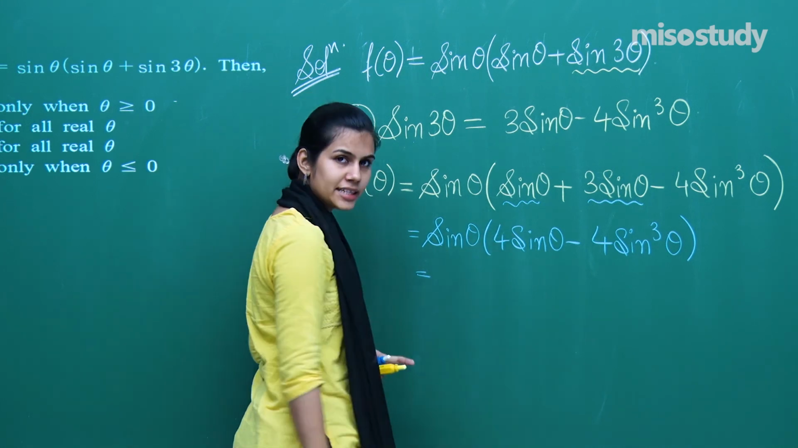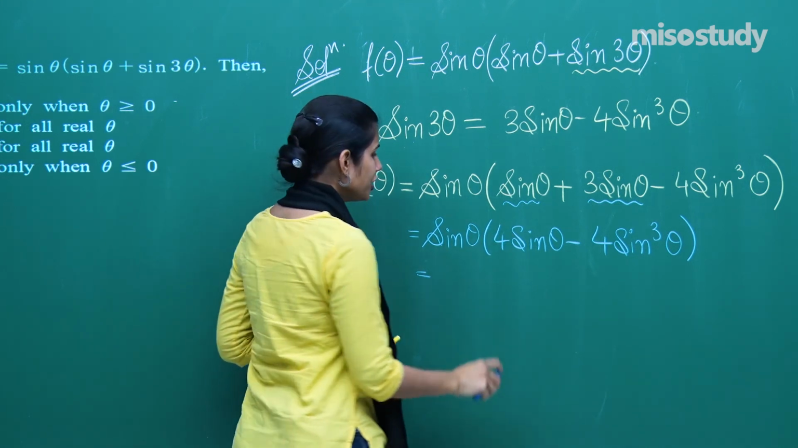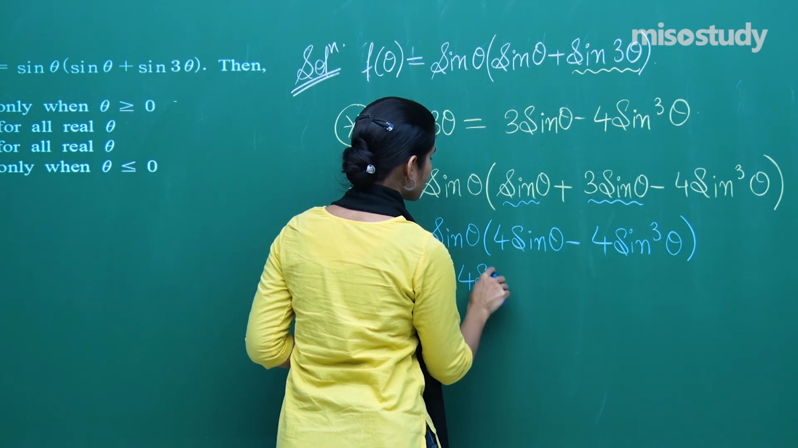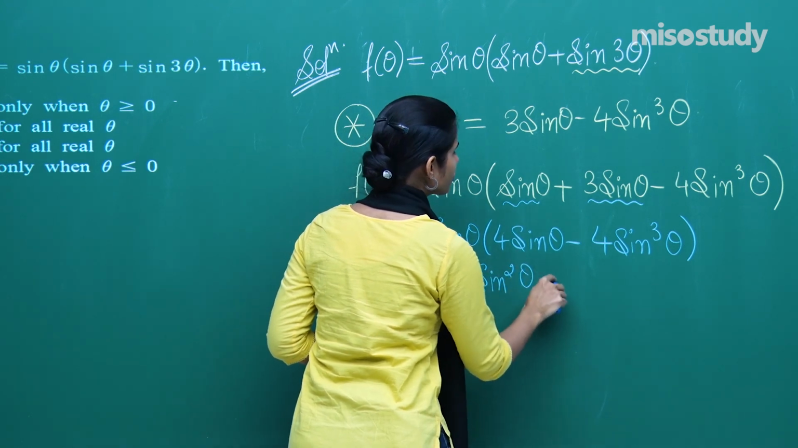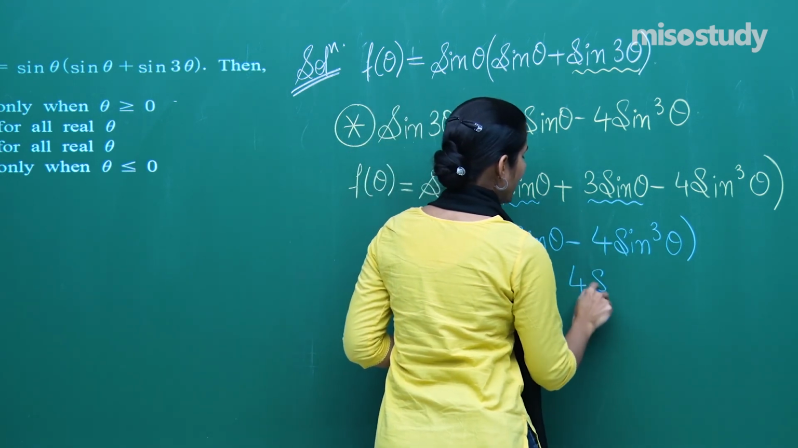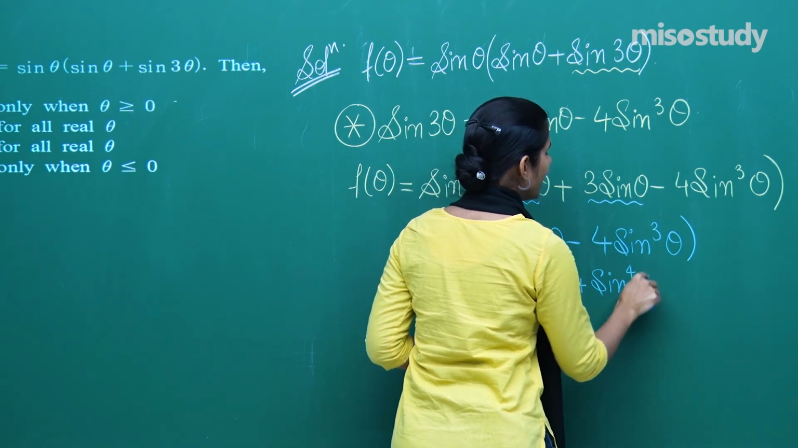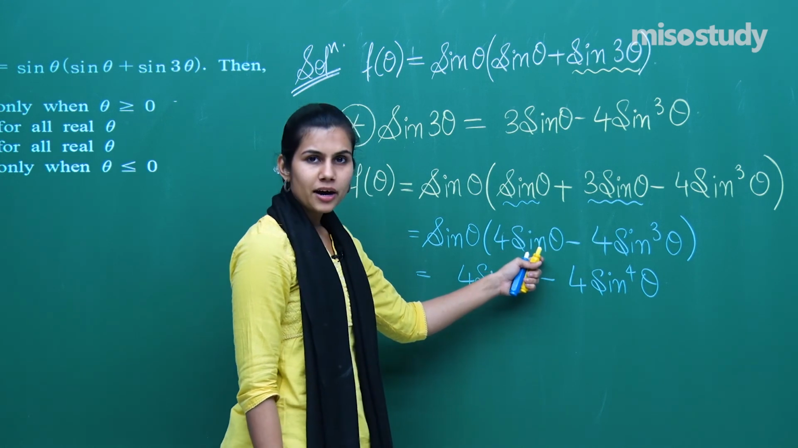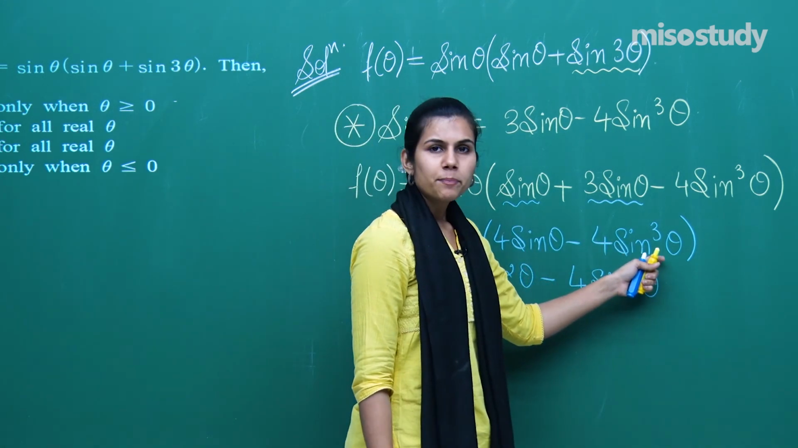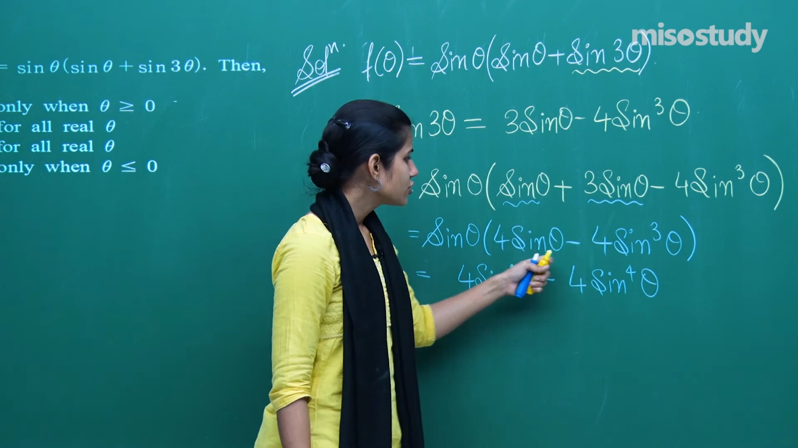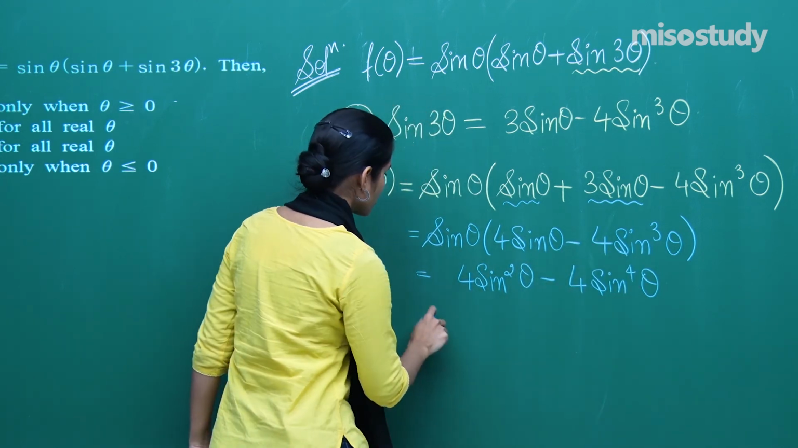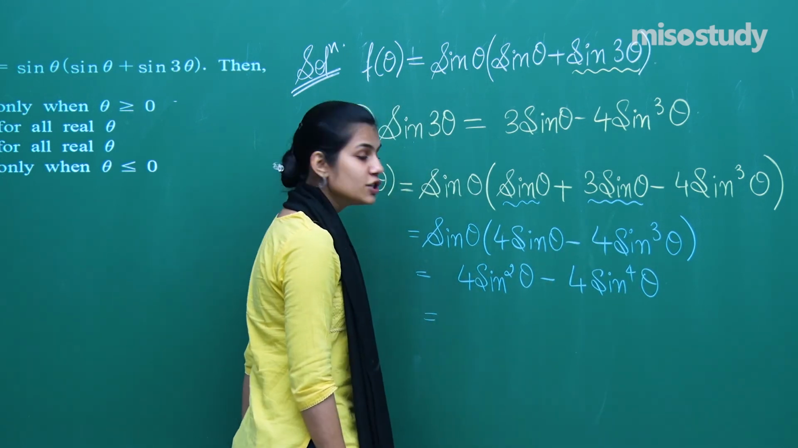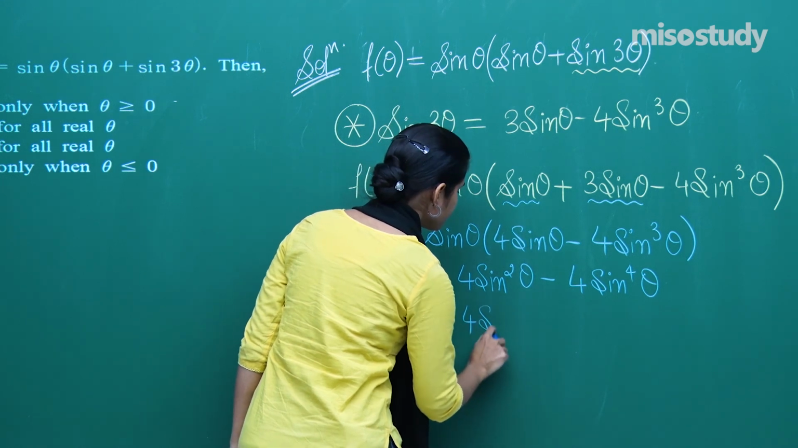Just let this sine theta get multiplied inside the brackets. You get 4 sine square theta minus 4 sine to the power 4 theta. This has increased the power by 1, increases the power by 1. This becomes 2, this becomes 4. You get 4 sine square theta common.